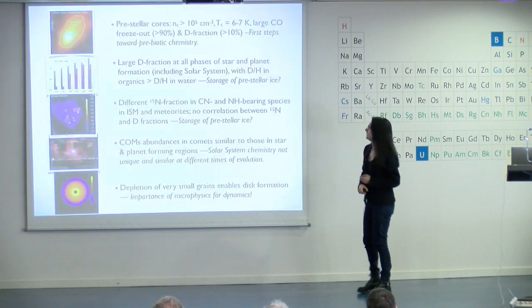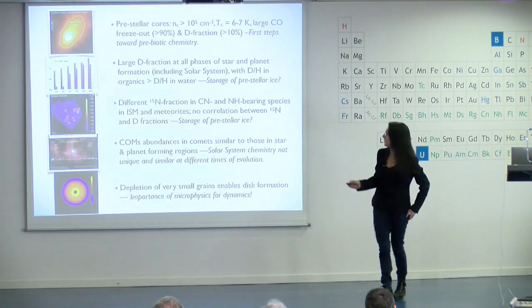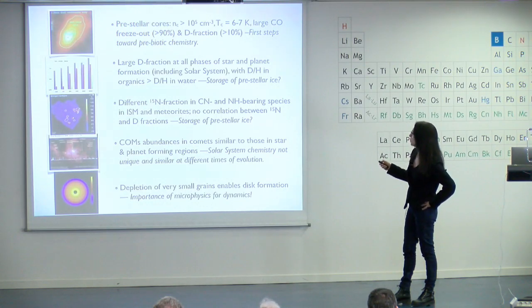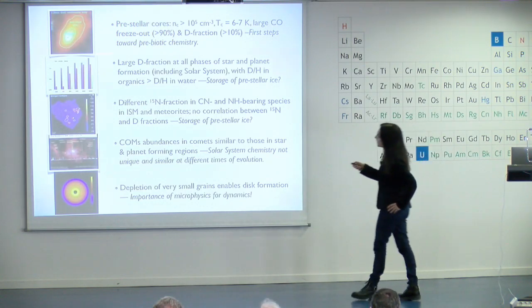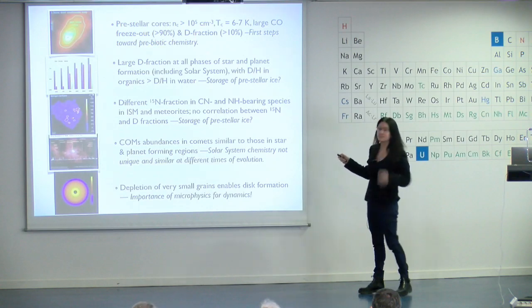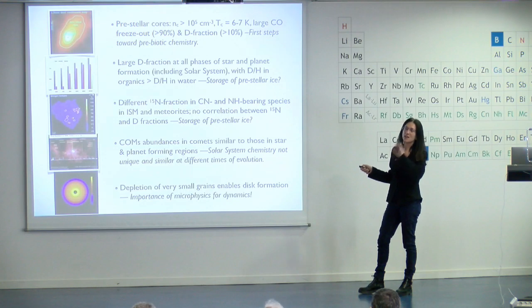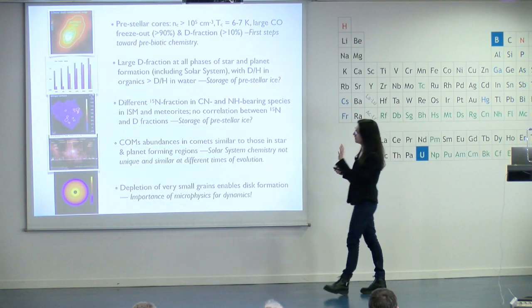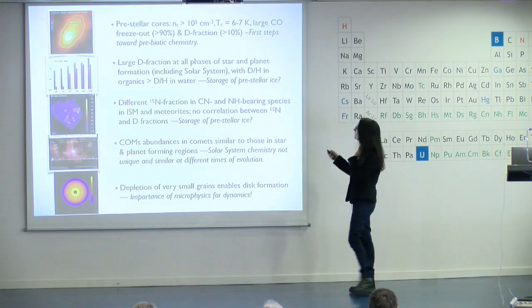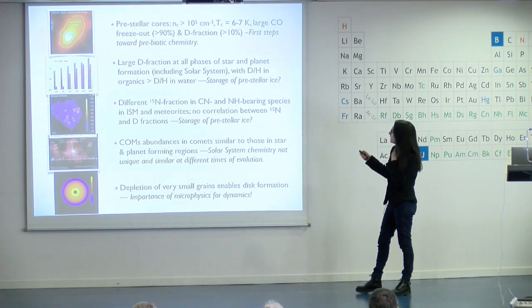So let me conclude. I would like just to, again, say that the prestellar cores are dense fragments of molecular clouds, with central densities larger than 10 to the 5 per cubic centimeter. This is the way to discriminate if it is a prestellar core or just a starless core that may expand back or not form a star whatsoever. Central temperatures are very low, 6-7 Kelvin, with a large amount of CO freeze-out and deuterium fraction. And we saw that they also host the first steps toward prebiotic chemistry.